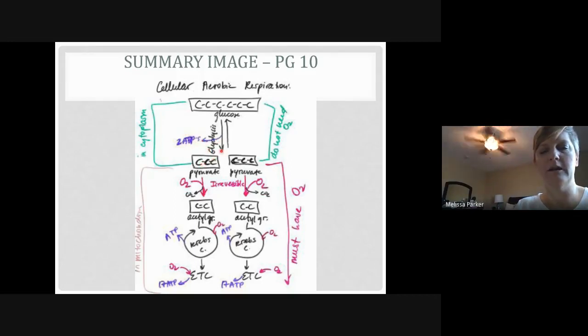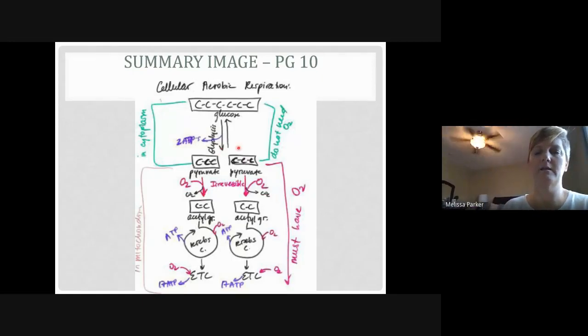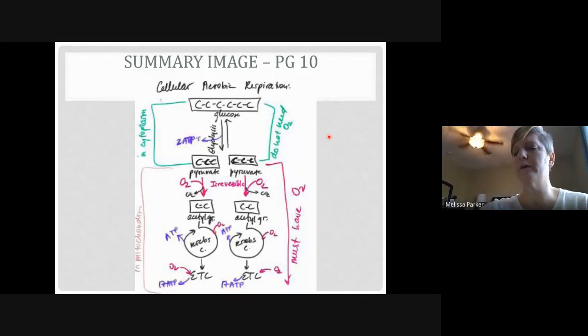And you're going to end up with 2 pyruvates. Okay. Then we're going to go through the intermediate step. Okay. Who remembers what the intermediate step is for? What's the intermediate step for?